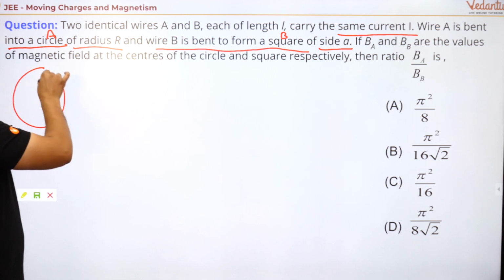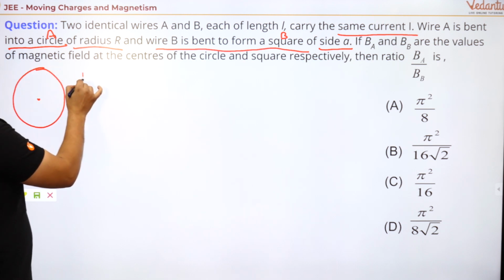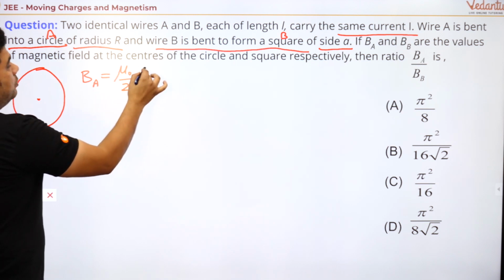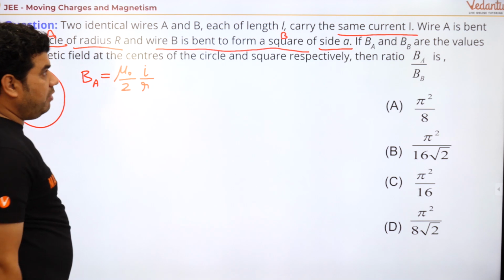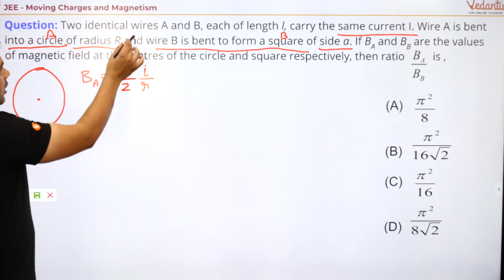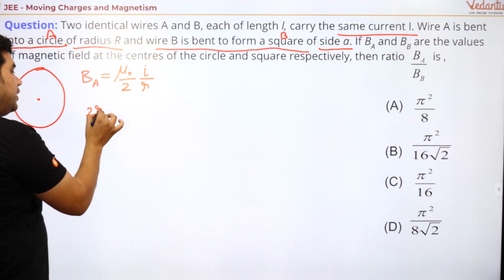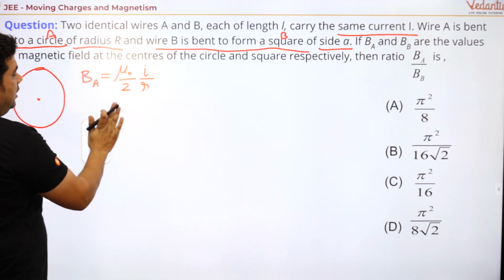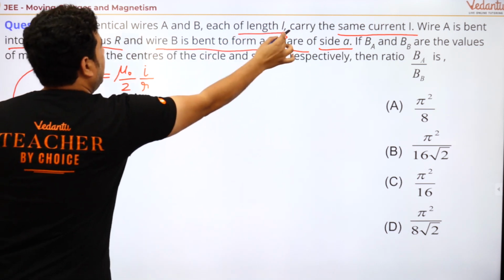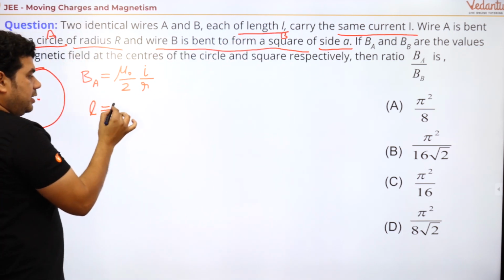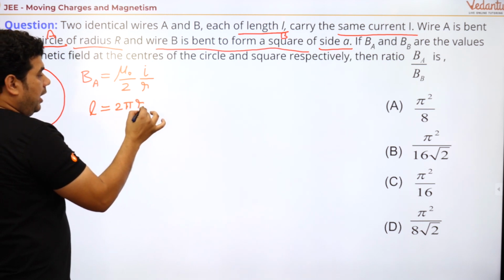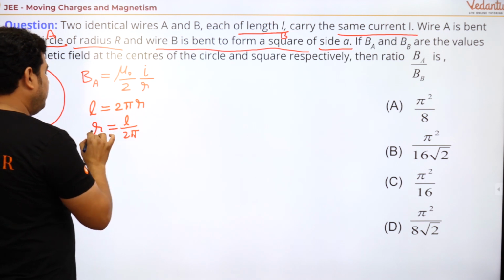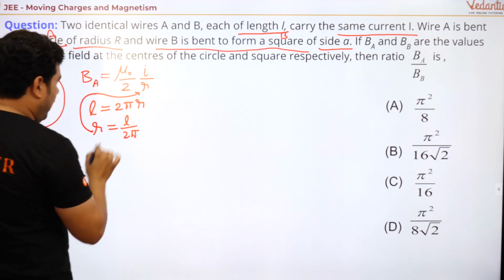So if there is a circle, then the magnetic field BA is equal to mu naught upon 2 I upon R, but we don't have R. But for R we have the circumference 2 pi R is equal to L, because the length of wire is L. When we bend it, L becomes 2 pi r. From here, r is equal to L upon 2 pi. Now we can put the value of r here.